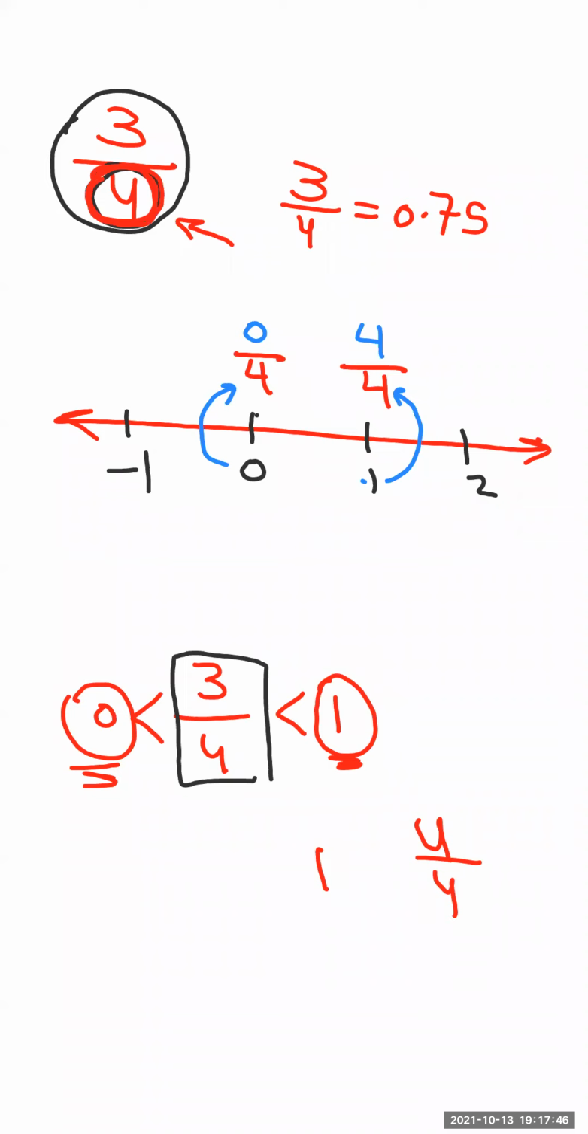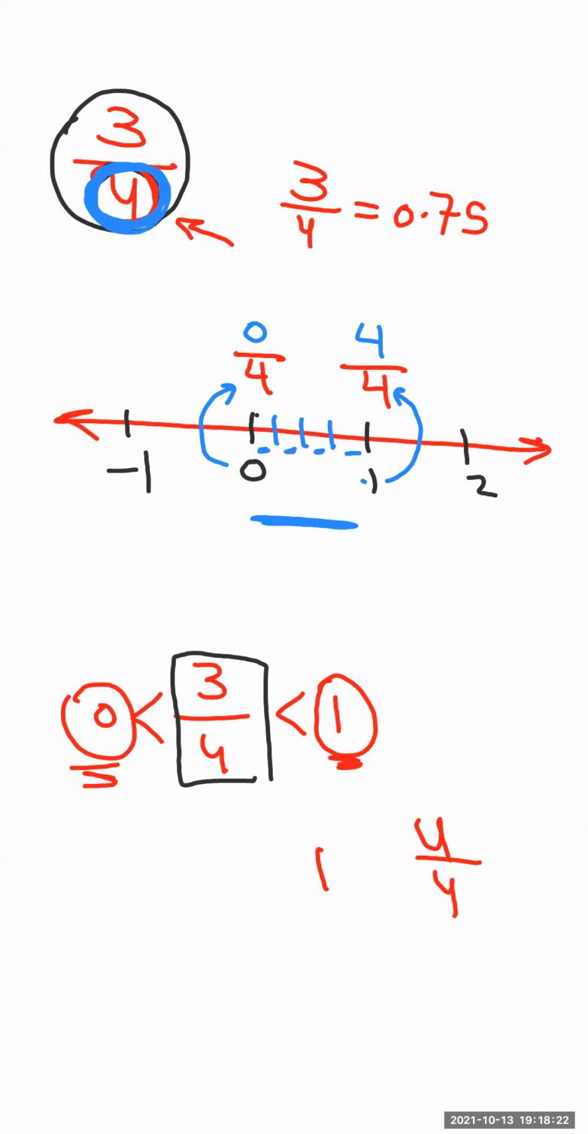Now the next step is to divide the distance between the two numbers into 4 equal parts. Divide this distance into 4 equal parts like that: 1, 2, 3, and the last one will be the 4th. So now we have 4 equal distances. Here 1, 2, 3, 4.